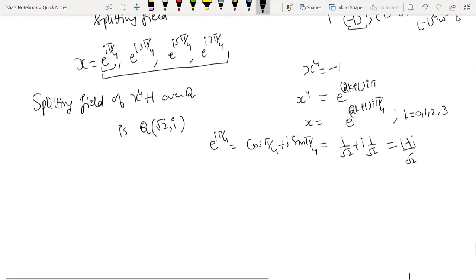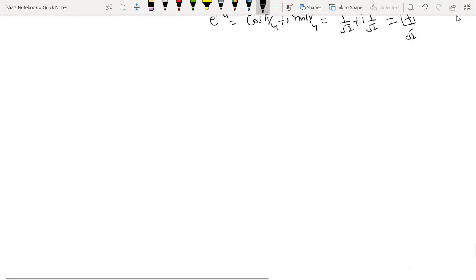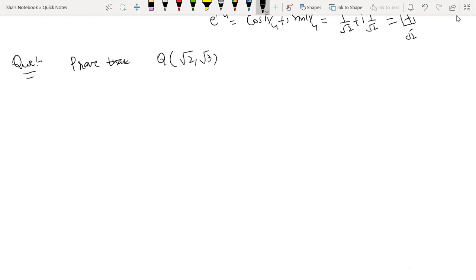So let's begin with the next example. Next question, actually, this is not related to the splitting field, but is something we have to prove. Prove that Q(root 2, root 3) is Q(root 2 plus root 3). We have to prove this.